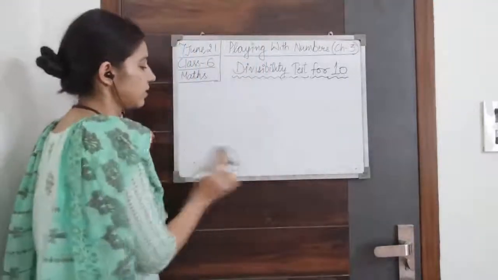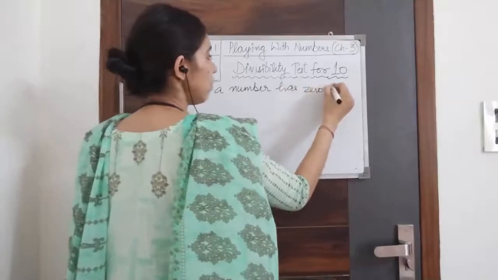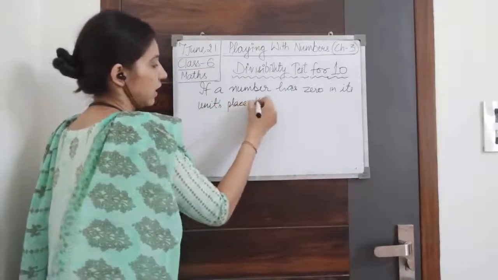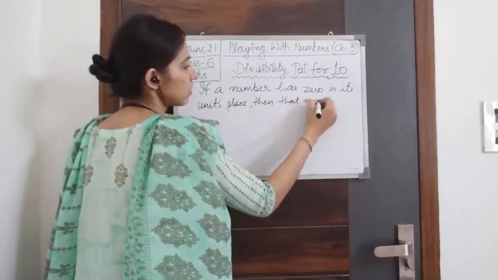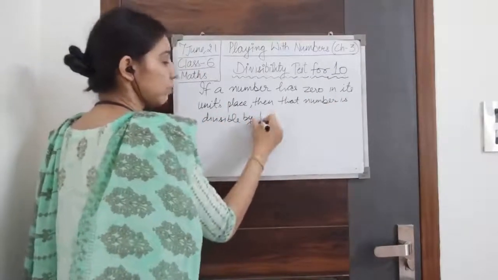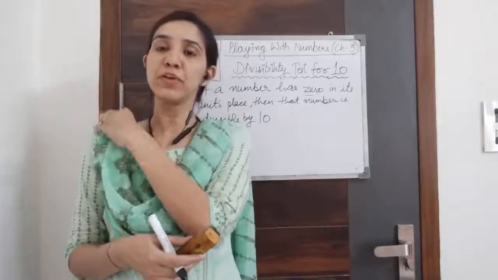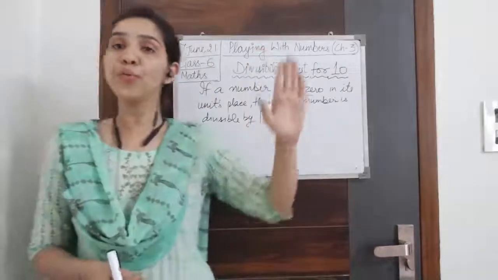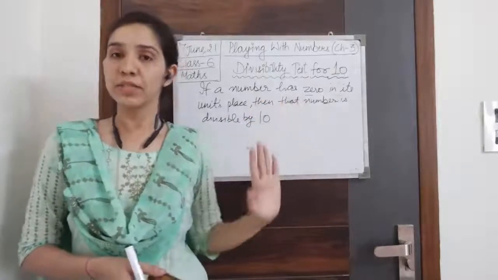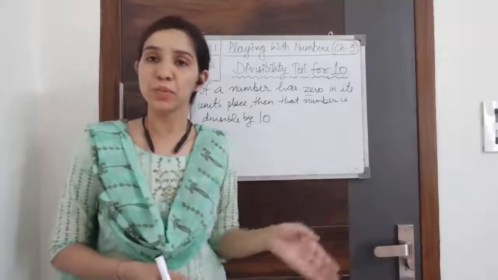ठीक है, if a number has 0 in its units place, then that number is divisible by 10. 0 एक और डिविजिबिलिटी टेस्ट में आई थी. किस में आई थी? नंबर 5 के लिए. उसमें क्या था डिविजिबिलिटी टेस्ट बाय 5 में? इफ ए नंबर हैज 0 और 5 इन इट्स units place then that number is divisible by 5. और 10 में क्या है आपका? only 0. अगर 0 है तो it means it is divisible by 10.